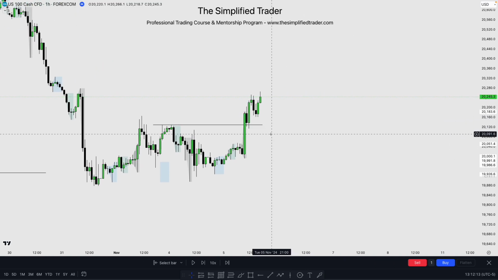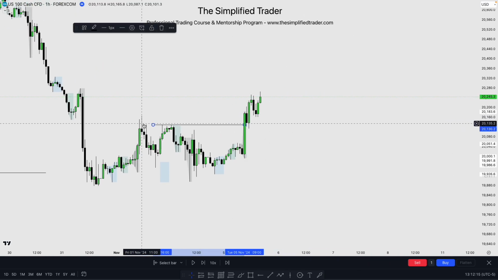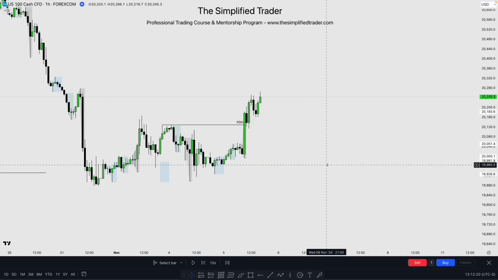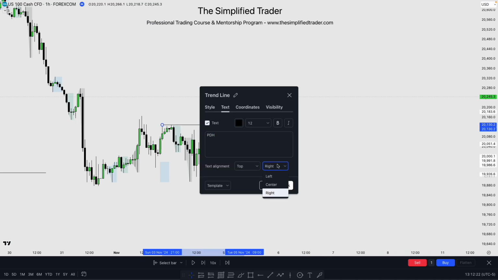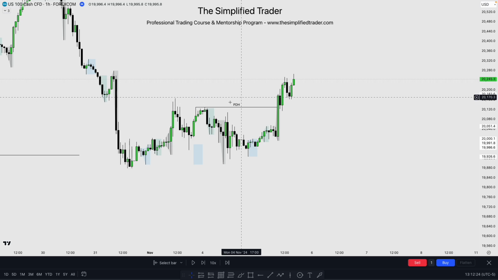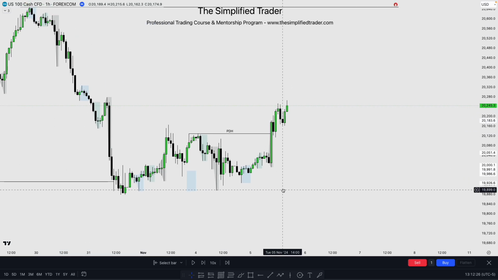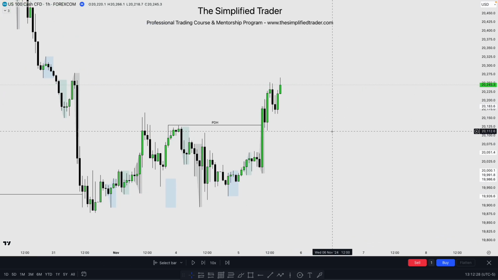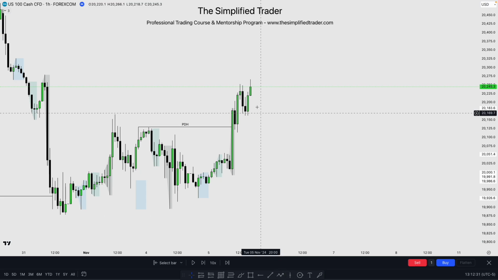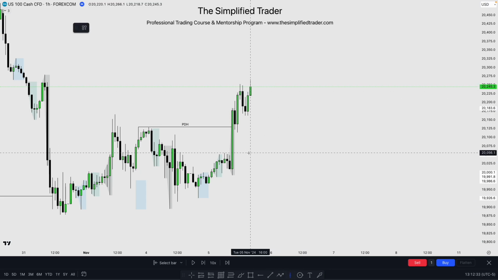And what am I waiting for now? Here we can see that previous day's high. I'm going to mark that out, previous day high. Put that in the middle. Previous day high. Here we sweep that liquidity. Now I'm waiting for a new order block to form on the 1 hour time frame.